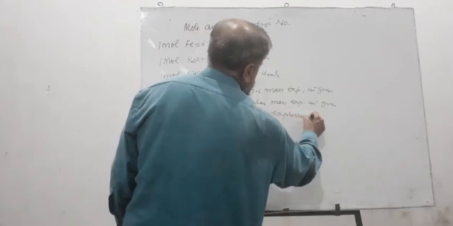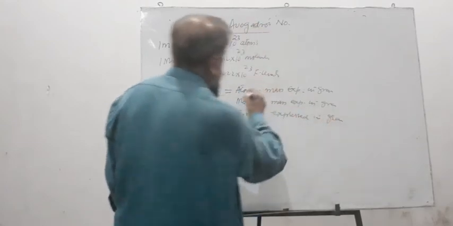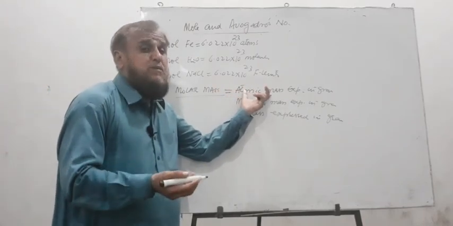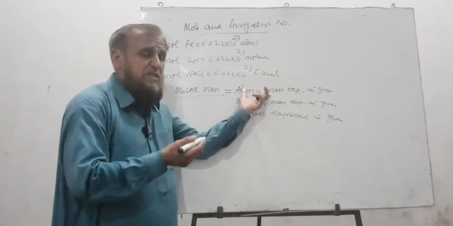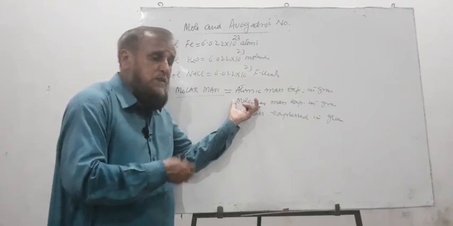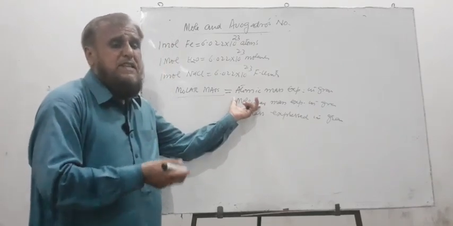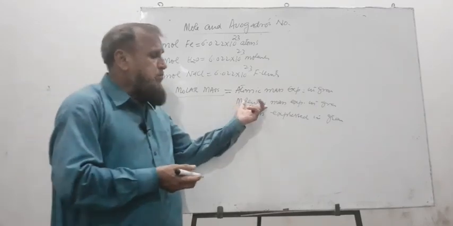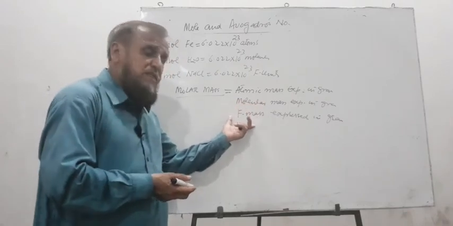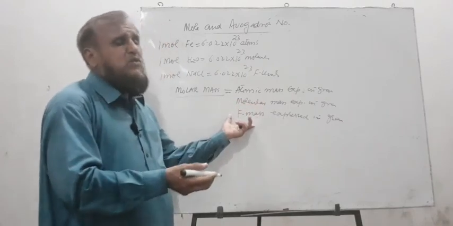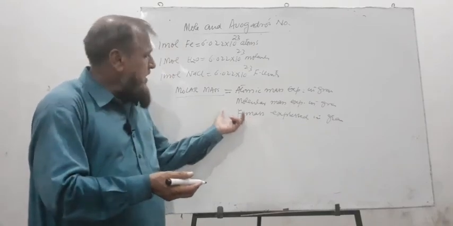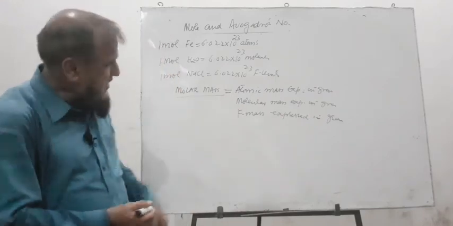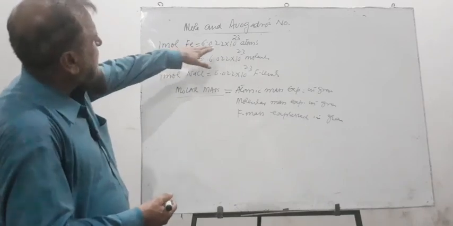If a substance is made up of atoms and its atomic weight is known in atomic mass units, and we express this mass in grams, then it will be called 1 mole of that atomic substance. If a substance is made up of molecules and we know its molecular mass in atomic mass units, then we express it in grams and it will be called the molar mass of that molecular substance. Similarly, if a substance consists of formula units and we know its formula weight in atomic mass units and express it in grams, then it will be called the molar mass of the substance. Now in this case, 1 mole of iron contains so many atoms.